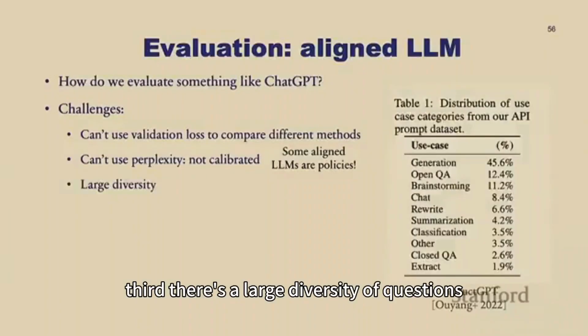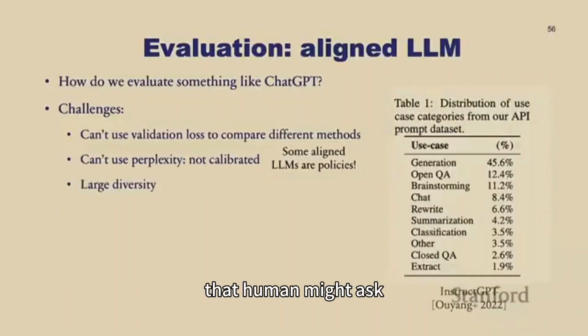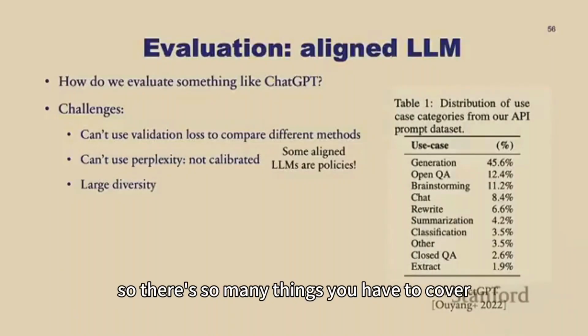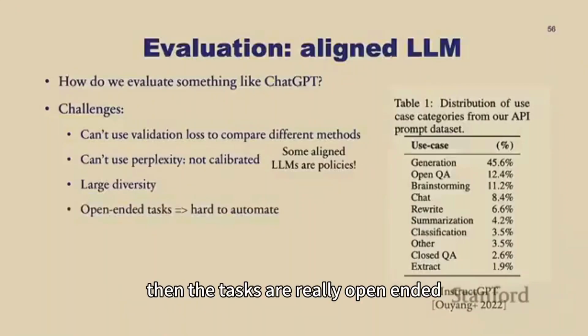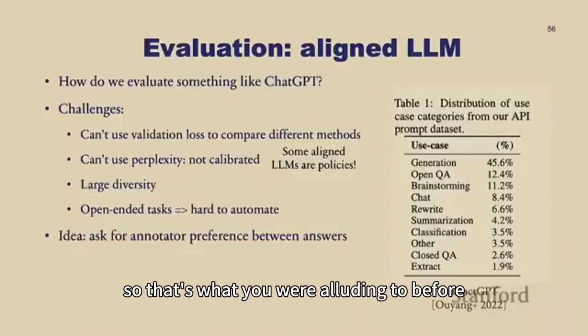Third, there's a large diversity of questions that humans might ask to these models. Generation, open QA, some question answering, some summarization, and all of these things. So there's so many things you have to cover. Then the tasks are really open-ended, so it's very hard to automate. So that's what you were alluding to before.